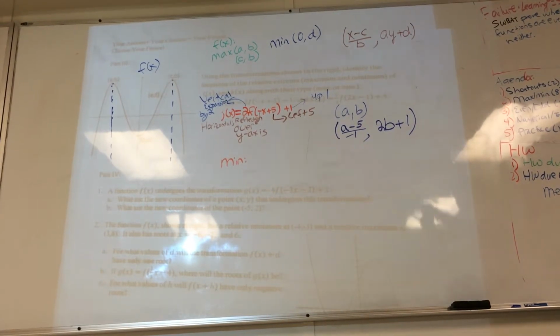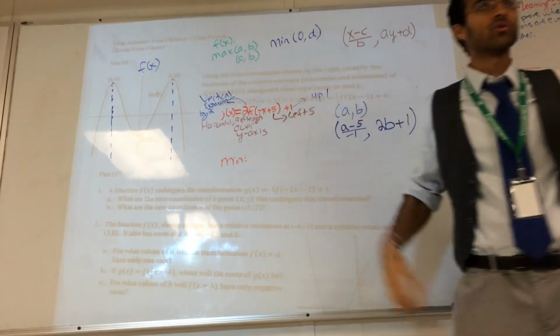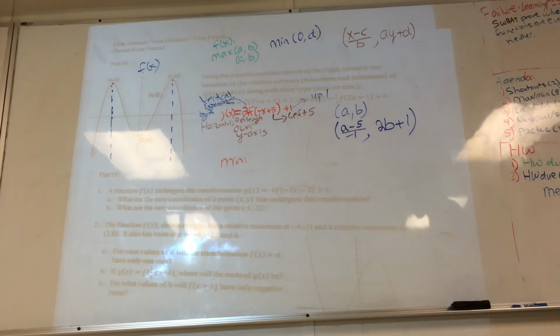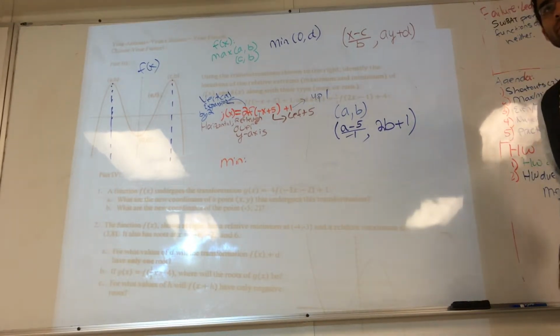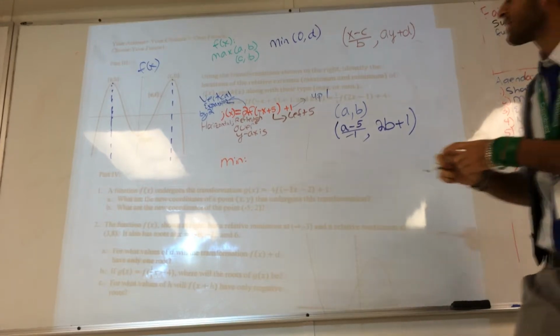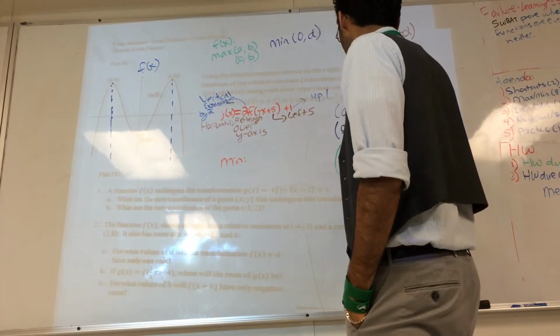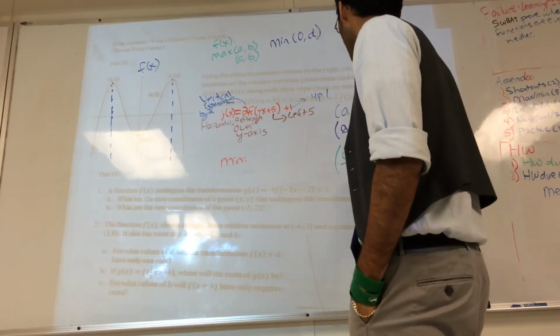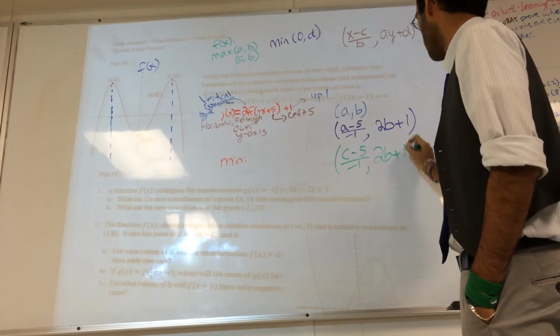Expansion. Because being multiplied by 2, it's getting bigger. Stretch. Same thing. So, here's the new point A comma B. Now, I could rewrite this point C comma B: C minus 5 over negative 1, comma 2B plus 1.